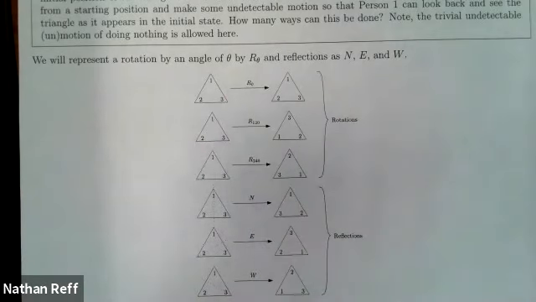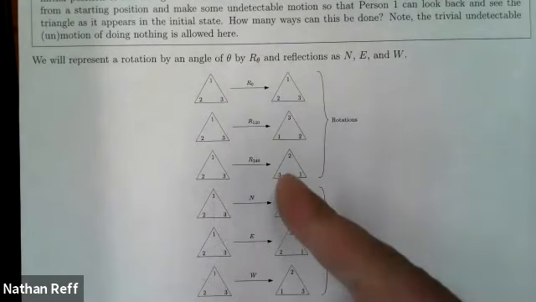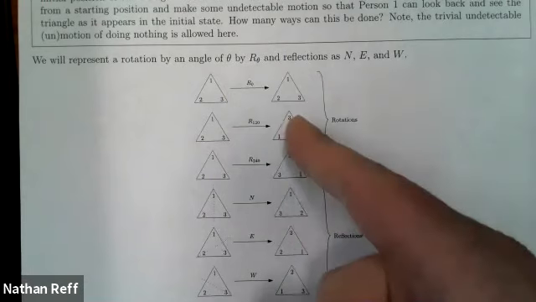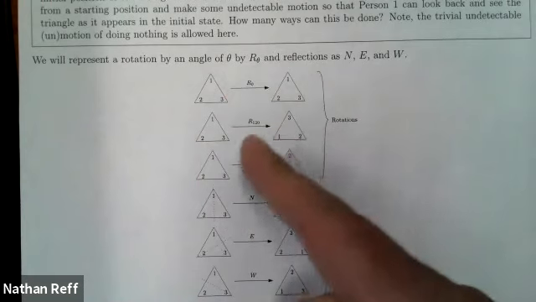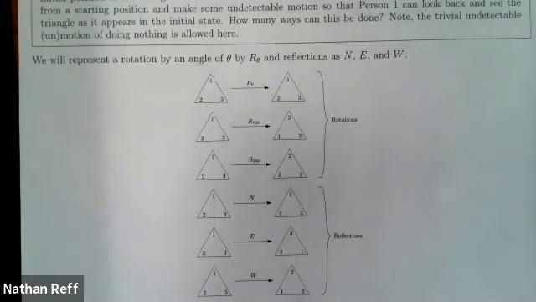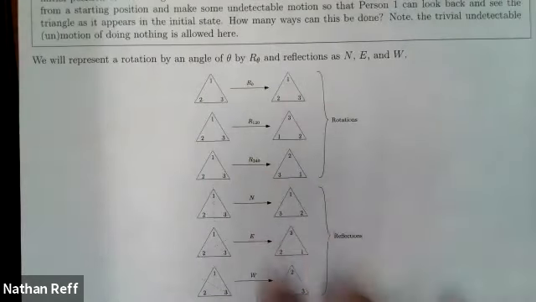Now, notice that you can actually get R240 from R120. R120 could generate that rotation as well. I could just do that one twice, right? So you might ask, are there some basic members of this collection that will be able to get us to all the other ones?